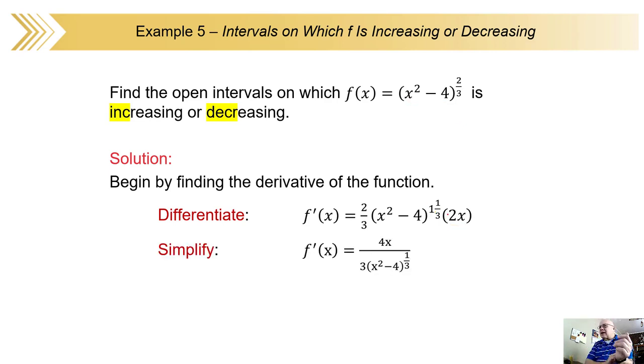A little bit of a cleanup there, because remember this 2 that we've got here is in the numerator. We've got another 2 in the numerator here. That's why we've got 4 and our x in the numerator, giving us 4x. This 3 is in the denominator, good. And because this has a negative 1/3, that goes in the denominator, and there's your exponent.